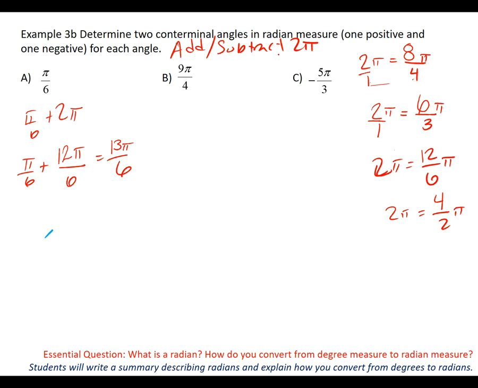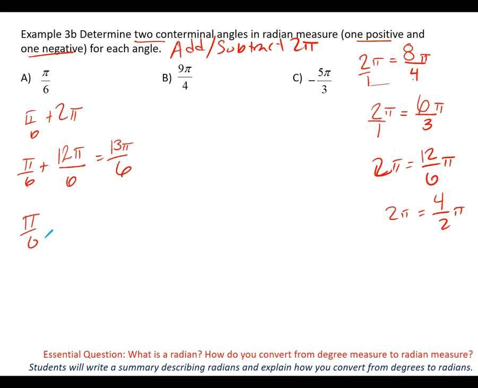Positive. Okay, so if I go back to the instructions, I have to find 2 different coterminals. One has to be positive and one has to be negative. If I added another 12 pi on this, am I going to go positive or negative? I'd be positive again, right? So in order to go negative, what do you think I'm going to have to do? I'm going to have to subtract.